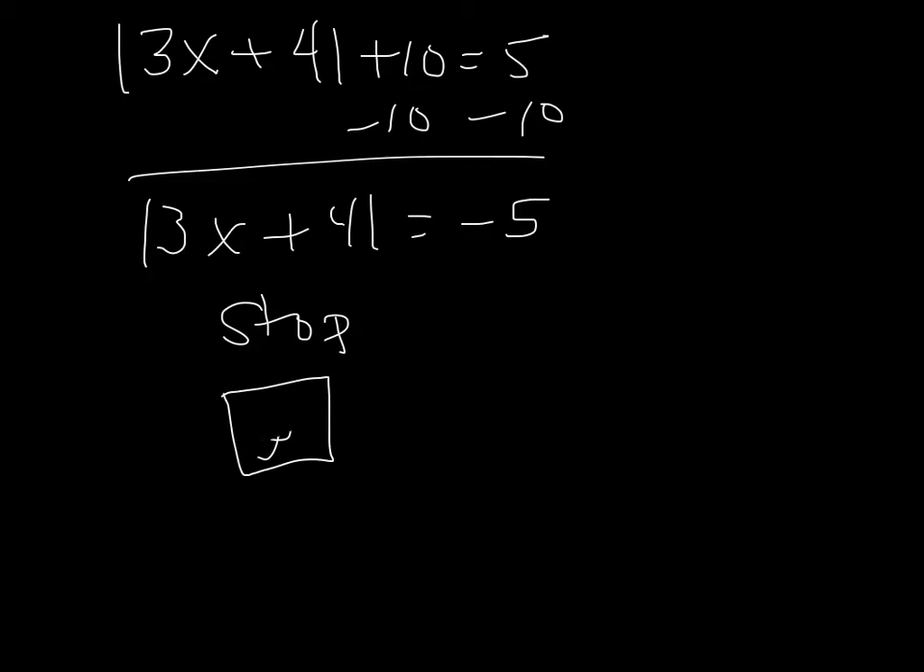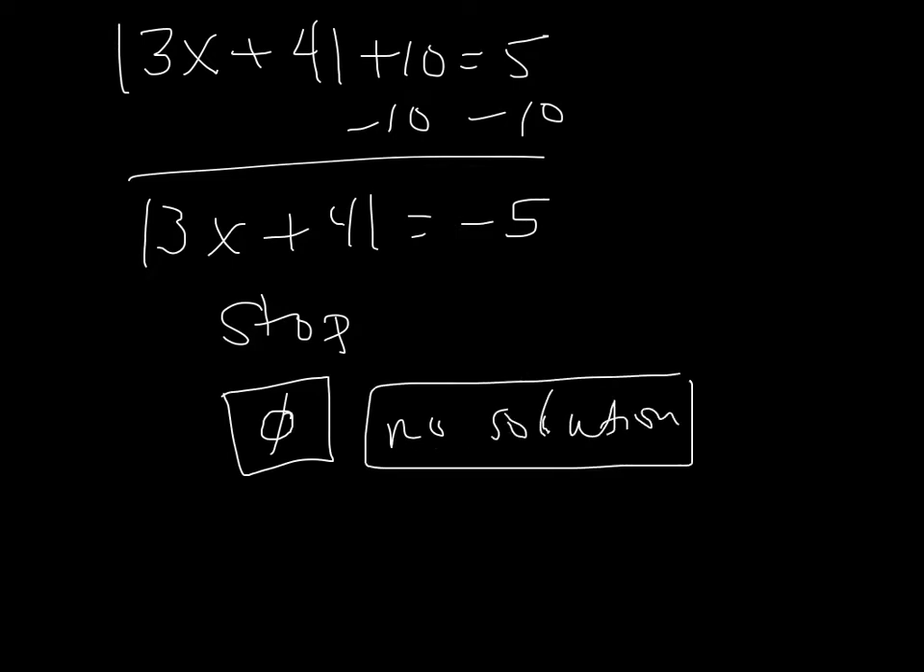Let me make that a little bit clearer. It's hard to write with this little stylus. Okay, so a circle with a slash through it, or you can write no solution. Either one of those would be full credit. So what we've seen is absolute value equations with 0, 1, or 2 solutions.